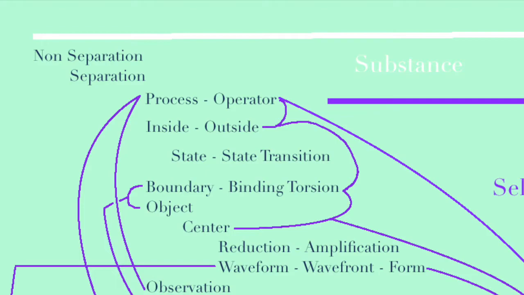The first level on which matter is distinguished is substance. The only distinction that exists at this stage is non-separation versus separation. The remainder of the system is understood as degrees of separation.